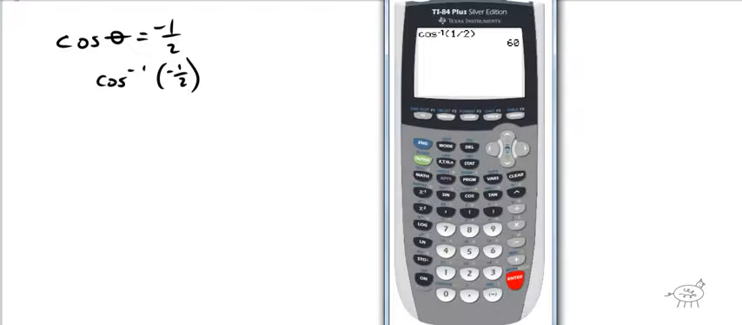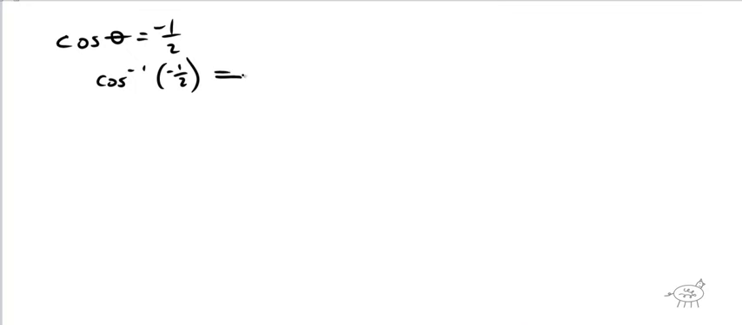Okay, so inverse cosine of negative 1/2. Watch what happens. You get 120 degrees. So the calculator gives you 120 degrees. What's wrong with that? Boo, not a reference angle, because the reference angle is going to be between 0 and 90. So your calculator, again, is only so smart.